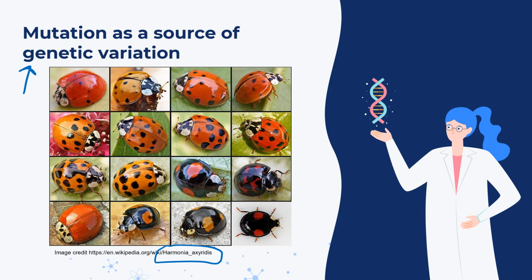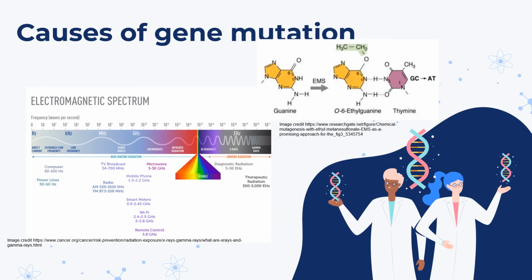So mutation is an amazing source of genetic variation. This is really good most of the time because it means that the species is more likely to survive if the environment happens to change. We'll talk about that a lot when we get to evolution. And we're going to wrap up here with a quick look at some of the causes of gene mutation.